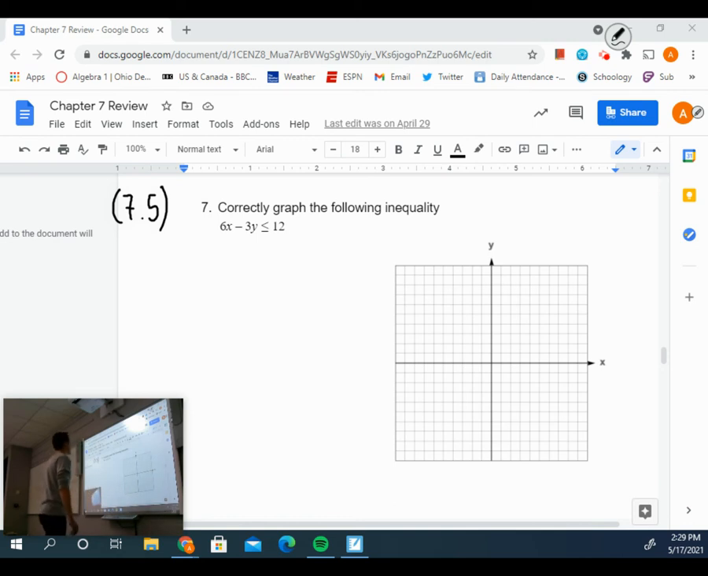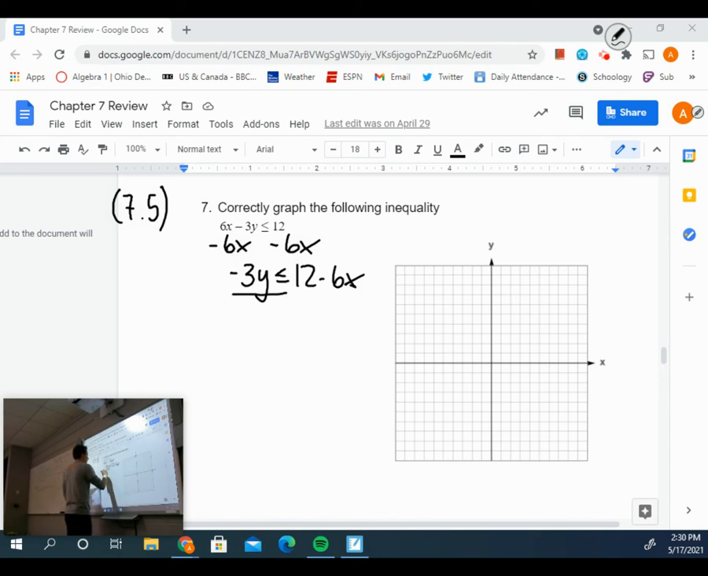So we learned in 7.5, how do we graph an inequality? Well, in order to apply our rules, like where do we shade, is the line solid or dashed, we need to get our inequality into slope-intercept form, which means we need to get y isolated. In order to do that, I'm going to subtract 6x from both sides. And then to get y isolated, I'm going to divide everything by -3.